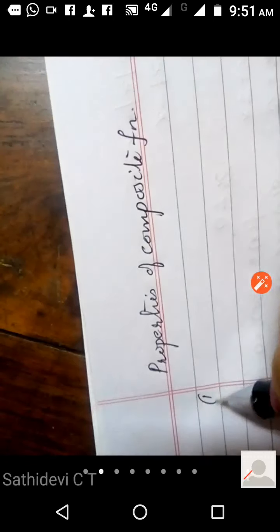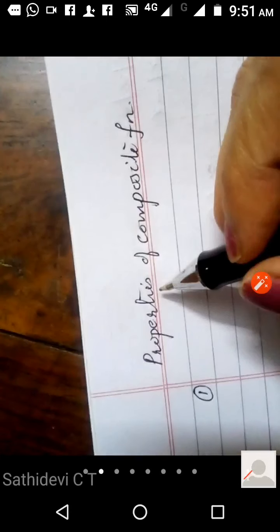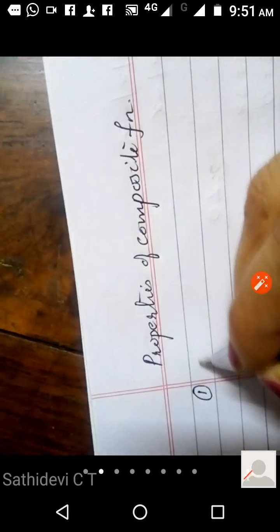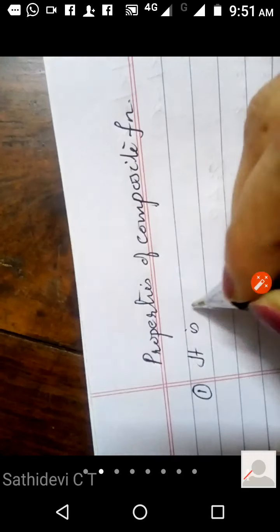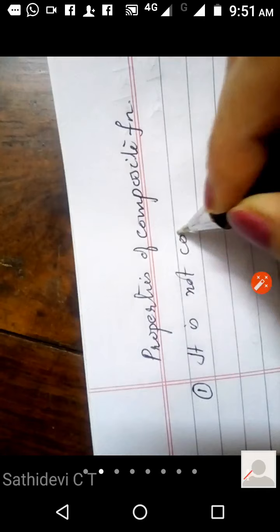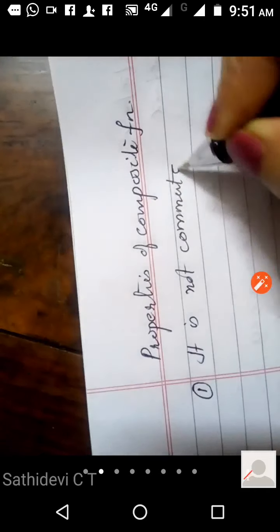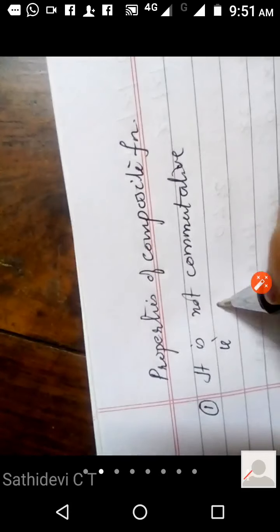The first property we already learned. It is not commutative, isn't it? Because F composite G is not equal to G composite F. So it is not commutative. That we have learned already. G composite F is not equal to F composite G. This we have seen already in all the cases.